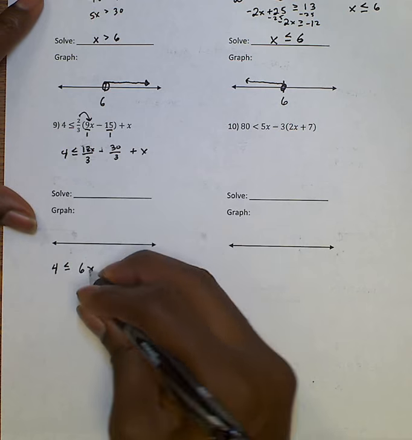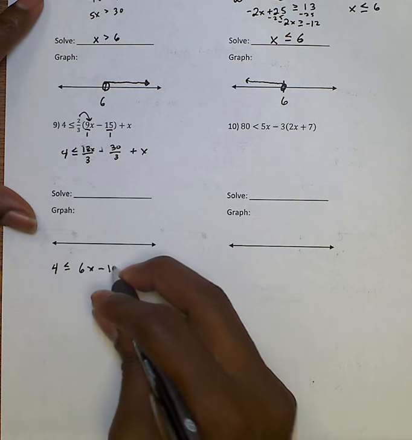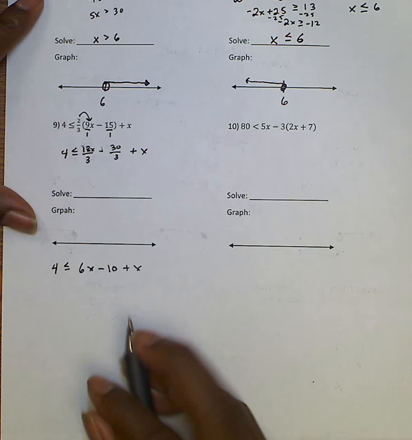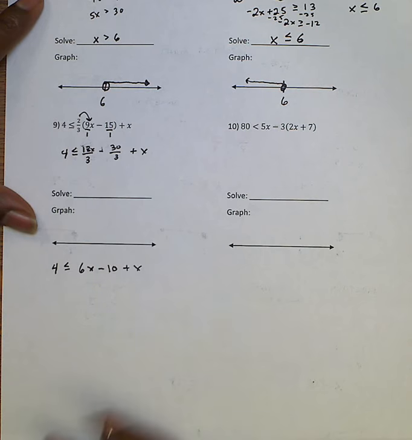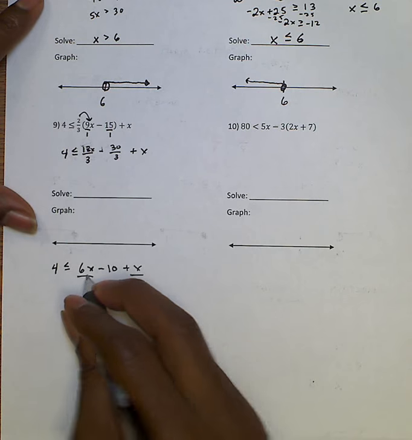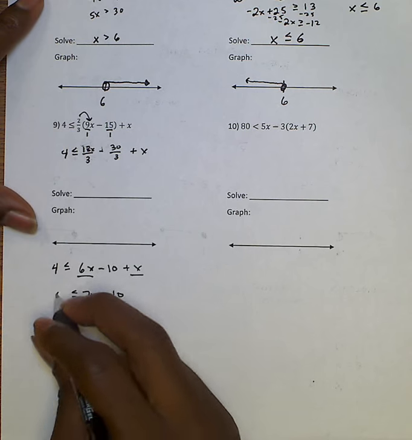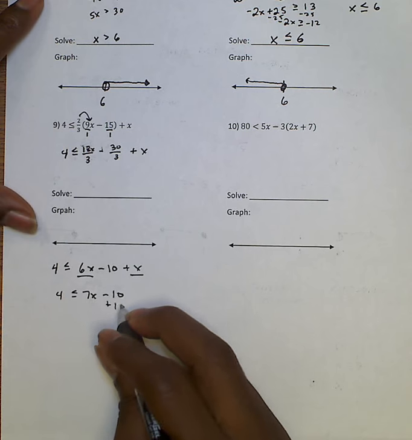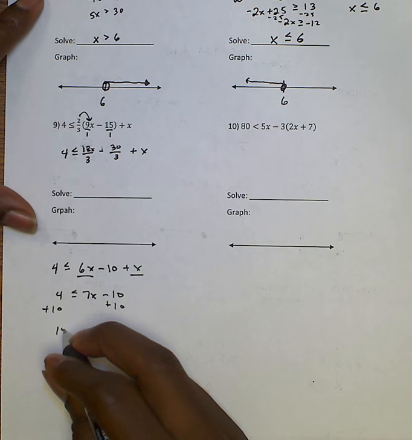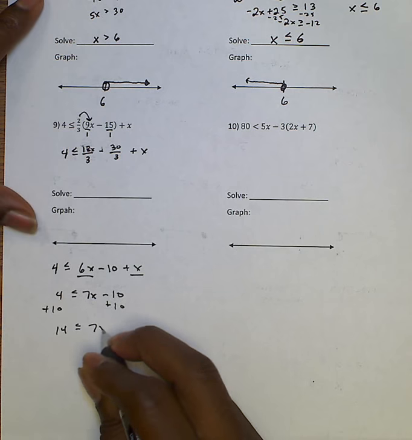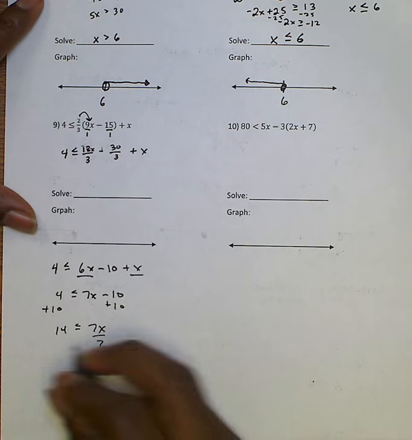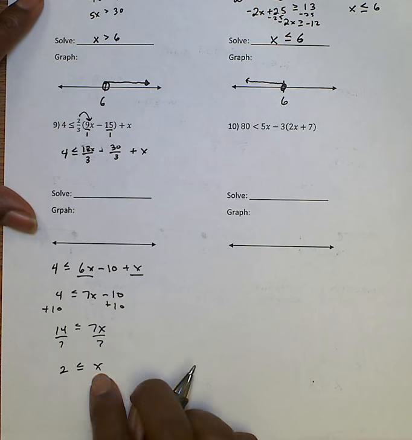6x minus 10 plus x, just simplifying my fractions. I'll combine my like terms here, 6x and x. That gives me 7x minus 10. Add 10 to both sides. So I have 14 is less than or equal to 7x. And then I'm going to divide both sides by 7. And so I have 2 is less than or equal to x.